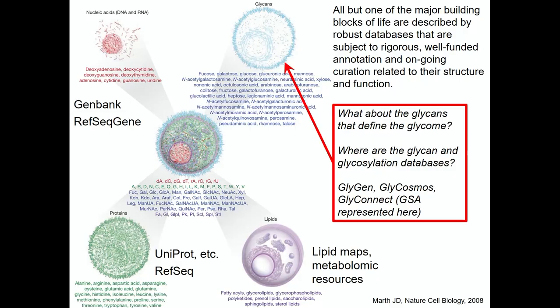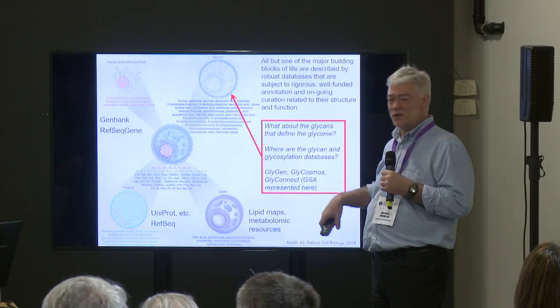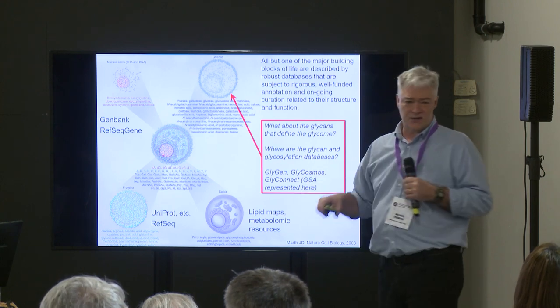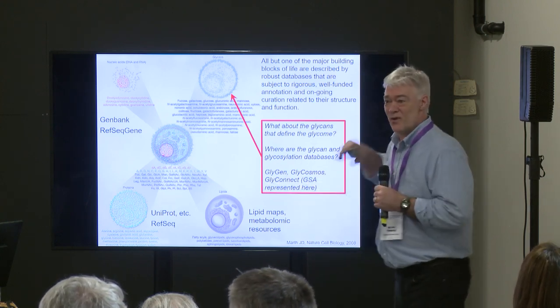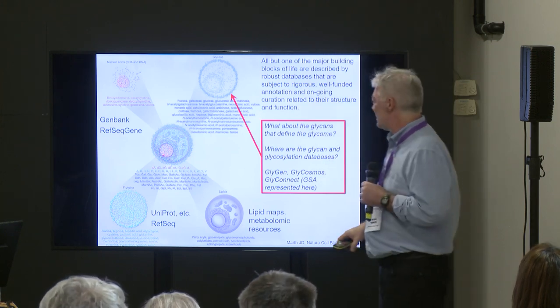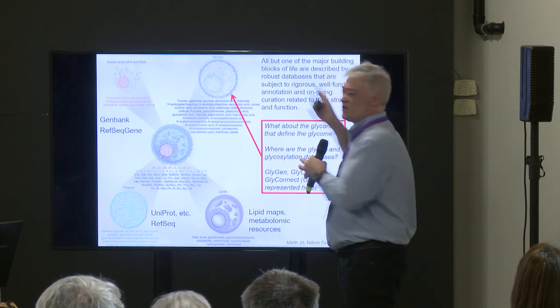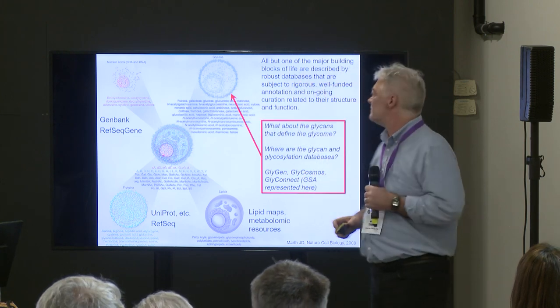And there are some, I would say, no longer emerging, but becoming mature, building, expanding, and interacting databases. GlyGen is one, GlyCosmos in Japan, GlyConnect in Europe. Together they form an alliance called the GlySpace Alliance. It's very well represented here. Frederick's here, Kyoko's here, GlyGen is represented here. So we're building these databases, and the question is, how do we connect this to other knowledge?